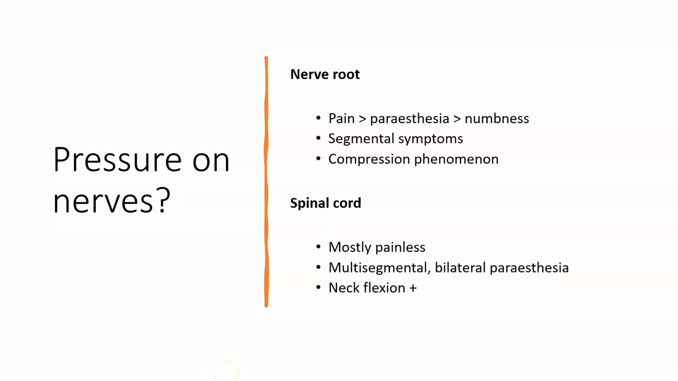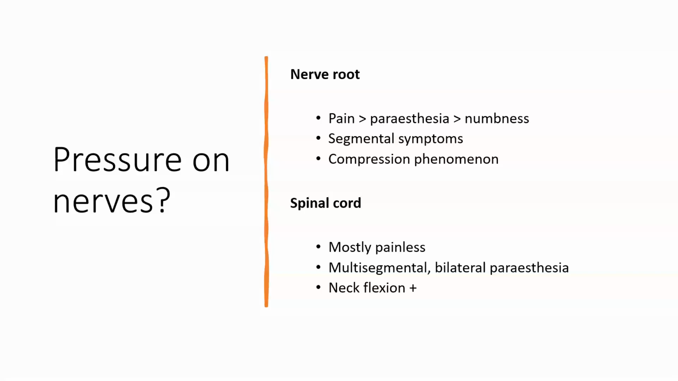If there is pressure on a nerve root, then the first symptom is going to be pain. More pressure on the nerve root, paresthesia. More pressure on the nerve root, numbness. And finally, ending up in weakness. The patient is going to describe segmental symptoms. And this is clearly a compression phenomenon.